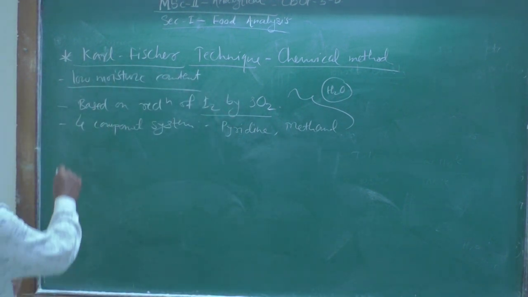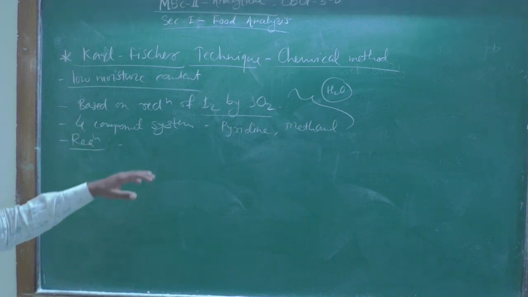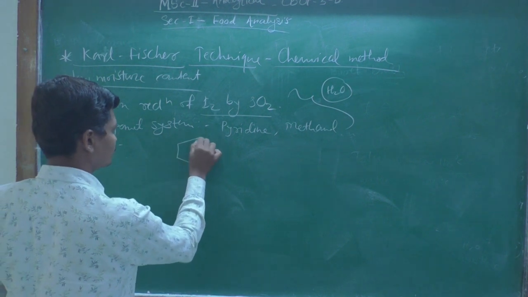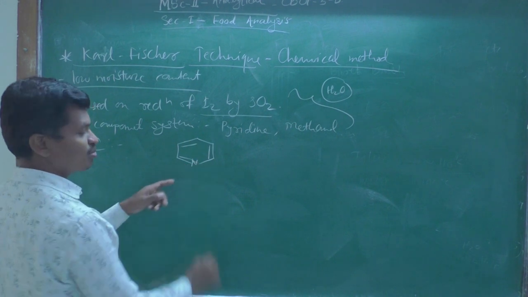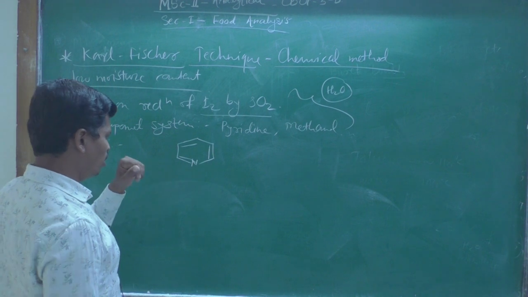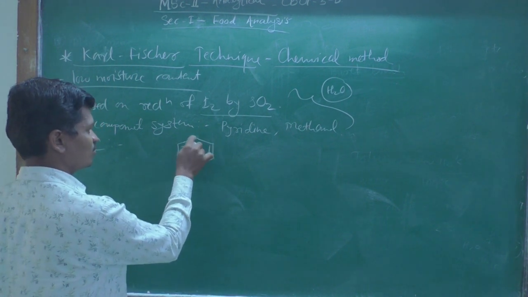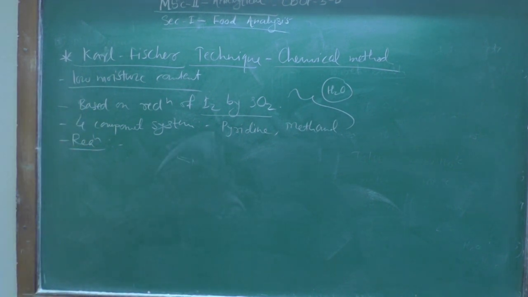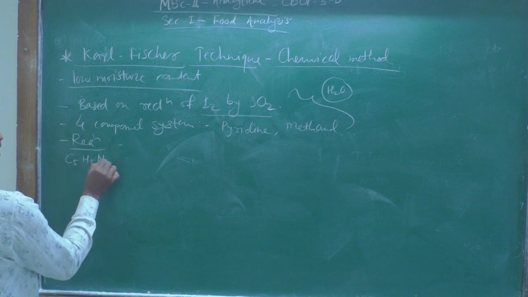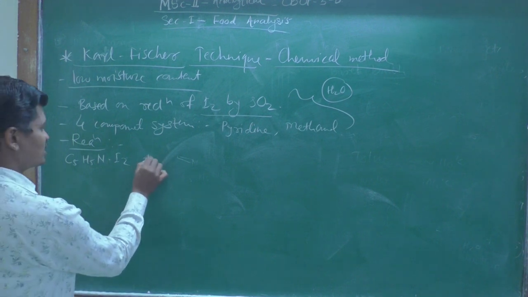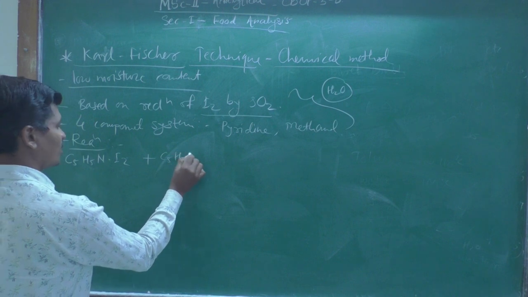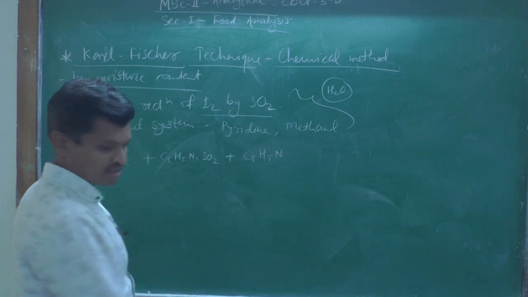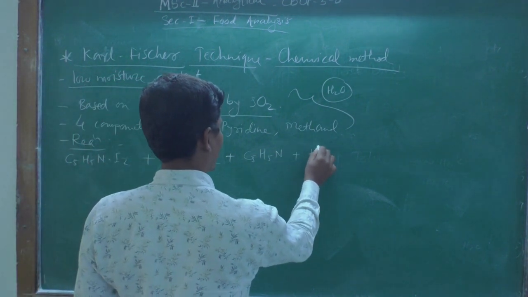So what are the reactions occurring between these reagents? This is the structure of pyridine. It is a 6-membered nitrogen heterocyclic ring with 5 carbons and 5 hydrogens, and one heteroatom, nitrogen. So C5H5N is the molecular formula of pyridine. It reacts with iodine to give C5H5N·I2, which combines with C5H5N·SO2, plus C5H5N, that is simple pyridine, and water.